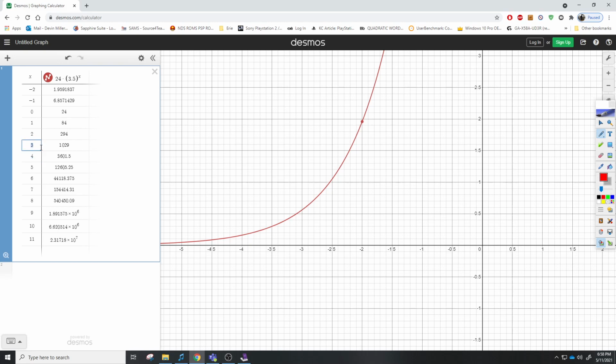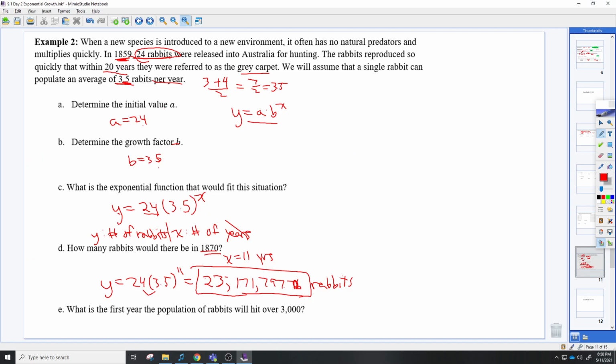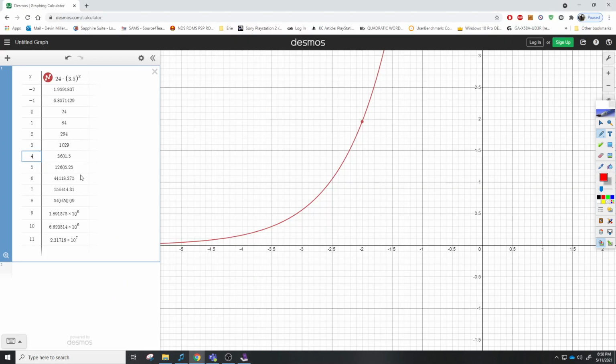So I'm going to estimate it. At 3 years, it was 1,029. At 4 years, it's 3,601. But it's growing really, really fast. So let's do probably closer to 4, so maybe 3.5 years. What is the first year the population will hit over 3,000? So that would be year 4. Year 4. That's when it was 3,601.